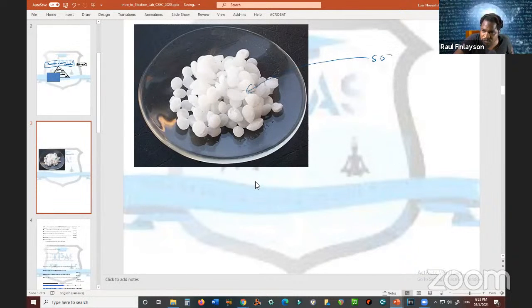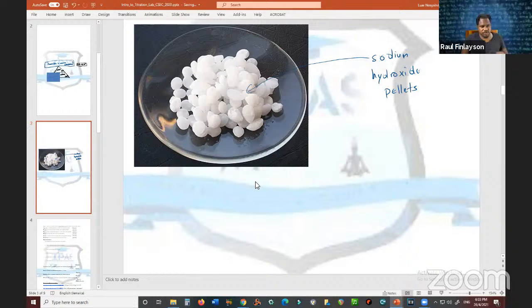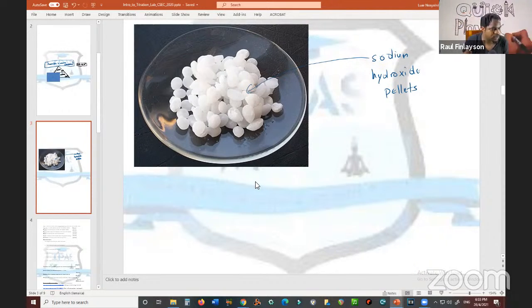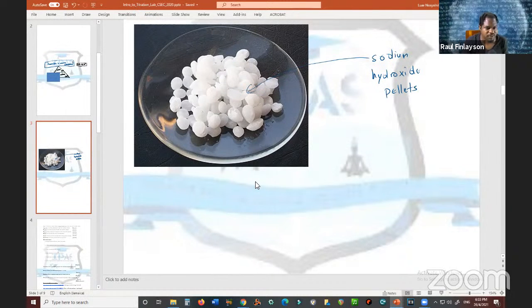See this is sodium hydroxide pellets. Hopefully everybody's seeing this. That's what sodium hydroxide looks like. This thing is very slimy. One of the rules of bases is that bases are slimy. Bases are slimy, bases are bitter. Those are two characteristics of a base in real life. So just know that anything slimy is most likely going to be a base.